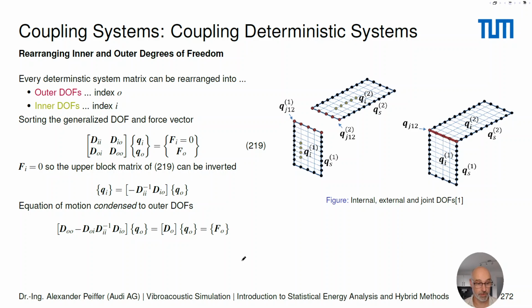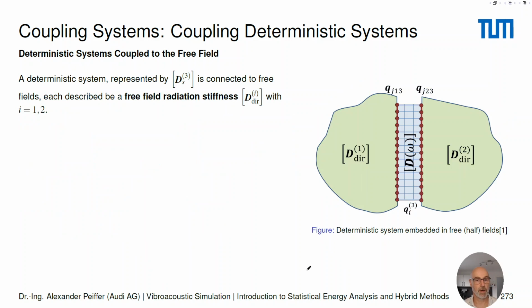This is a method that is used also in commercial packages, and then it's called super element. But this is also a method that is used, for instance, if you're modeling trim packages, so some noise control treatment. Also in this case, you model the trim package and just condense the full trim package on an outer degree of freedom matrix. Good. So far for the arrangement of my, let's say, deterministic matrix.